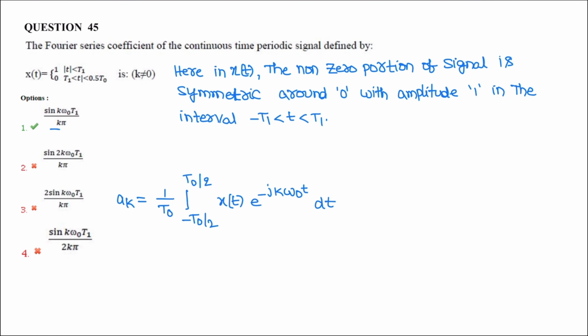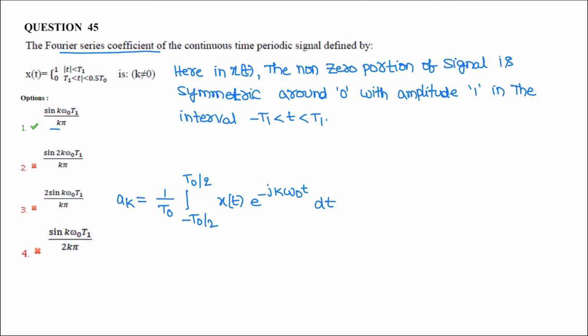Next question, question number 45. In this question we need to find the Fourier series coefficients of a continuous time periodic signal. The periodic signal x of t given is x of t equal to 1 for mod t less than t1 and 0 in all other time periods. Here in x of t, the non-zero portion of the signal is symmetric around 0 with amplitude 1 in the time interval minus t1 to plus t1.